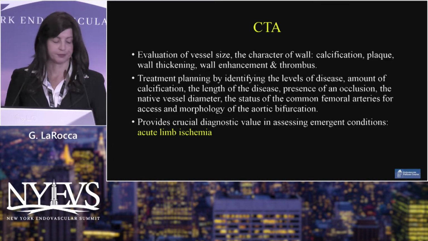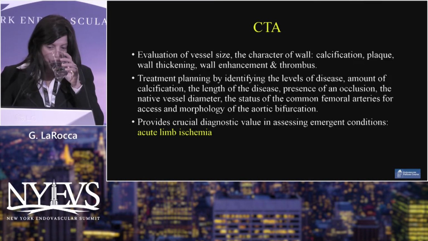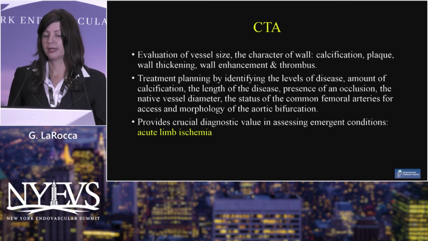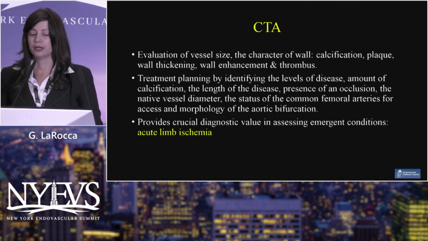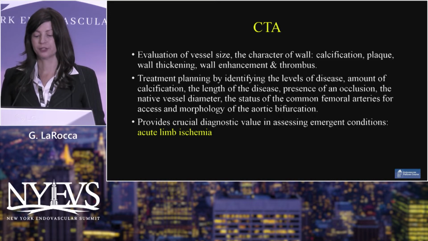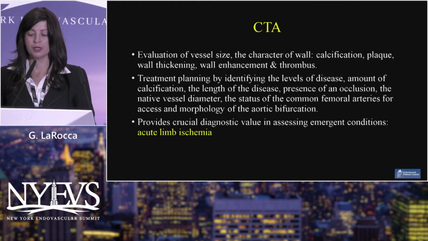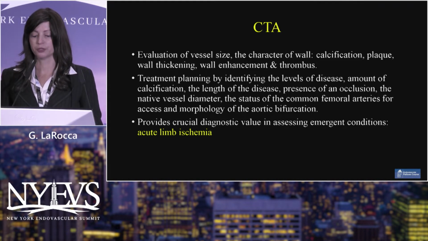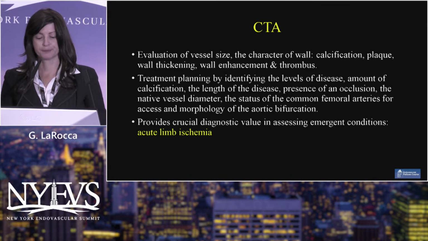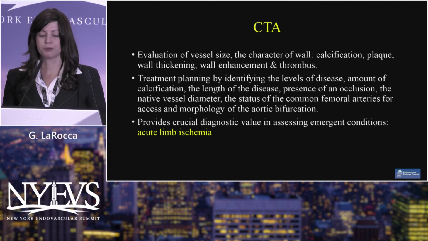The treatment planning is done by identifying the levels of the disease, as well as the amount of calcification. The length of the disease is important to you, as well as the presence of an occlusion or subtotal occlusion in the native vessel. And we can look with CT and MR all the way down to the branch common iliacs, femorals, all the way to the bilateral tibial arteries. And why is CT so important? Because it provides excellent diagnostic value for acute limb ischemia, and that's why you're here.